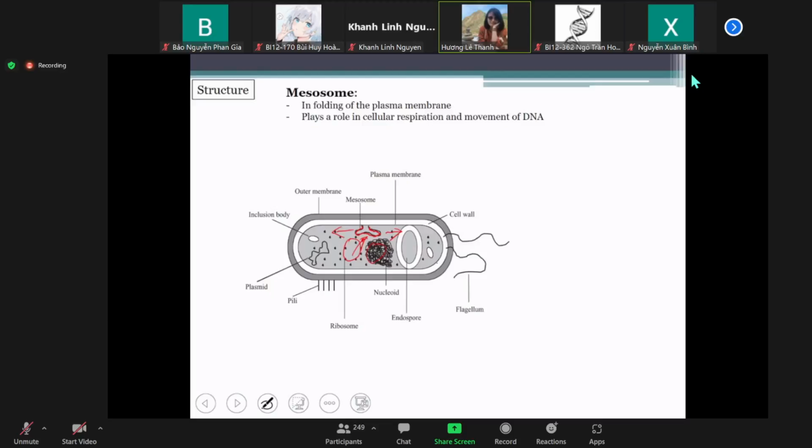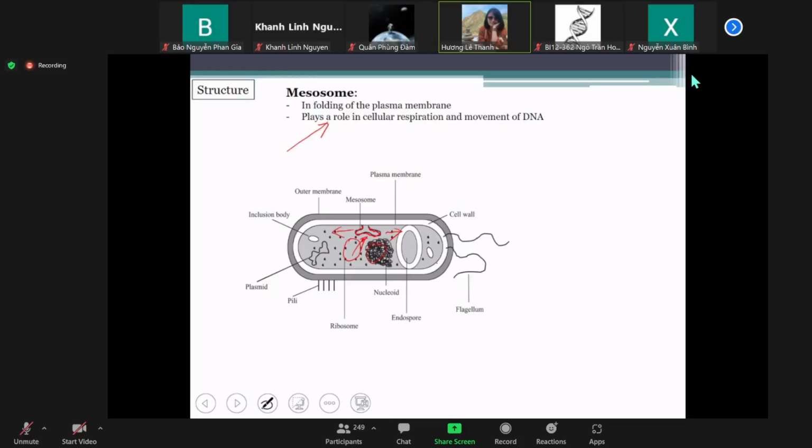And in our cells, mesosomes are analogous to the cristae in the mitochondria. So in the mitochondria, the inner membrane just folds so many times to form the cristae. So it is the same with the mesosomes. They also have the roles to help the cellular respiration and movement of the bacteria. They have the same functions like the cristae of the mitochondria.